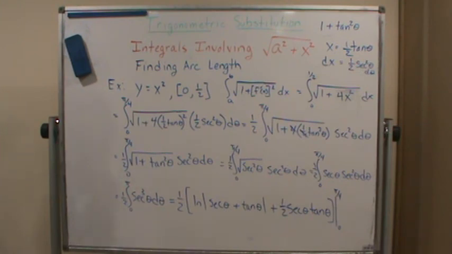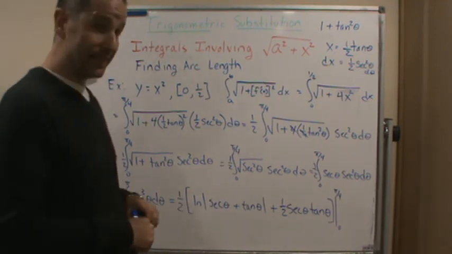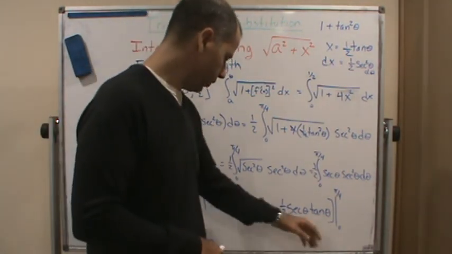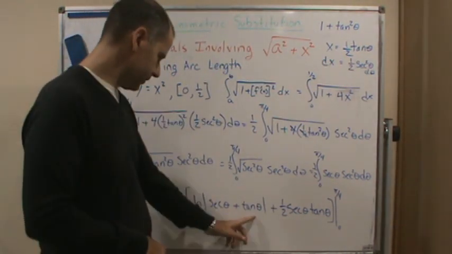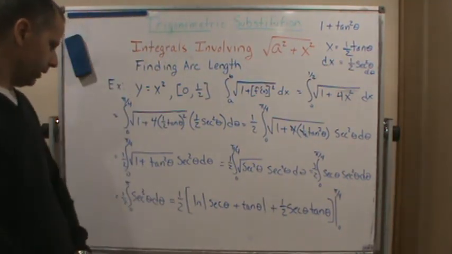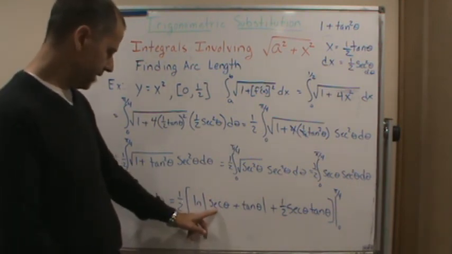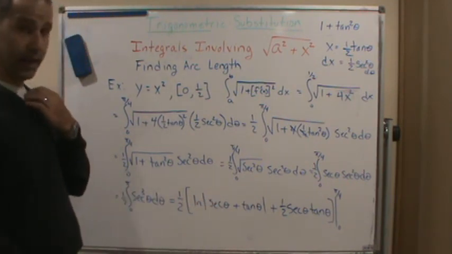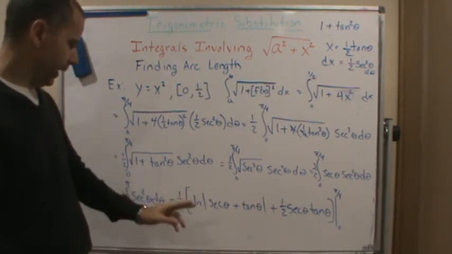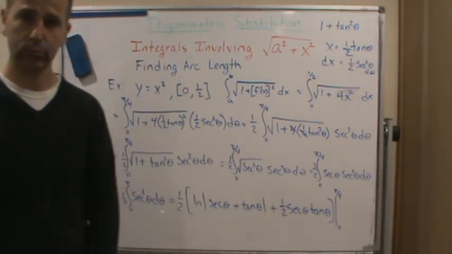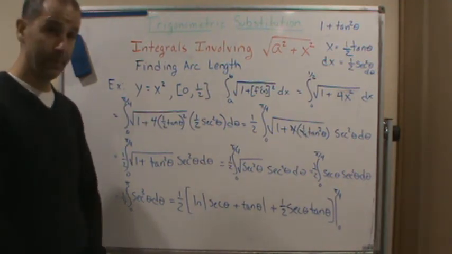Now, at this point, it's just plug and chug. At 0, this is where things get a little easy because tangent of 0 is 0. So this will go to 0. And secant is 1 over cosine, right? And cosine of 0 is 1, and the natural log of 1 is 0. So at 0, this whole thing is going to be 0. Okay, that makes things easy.